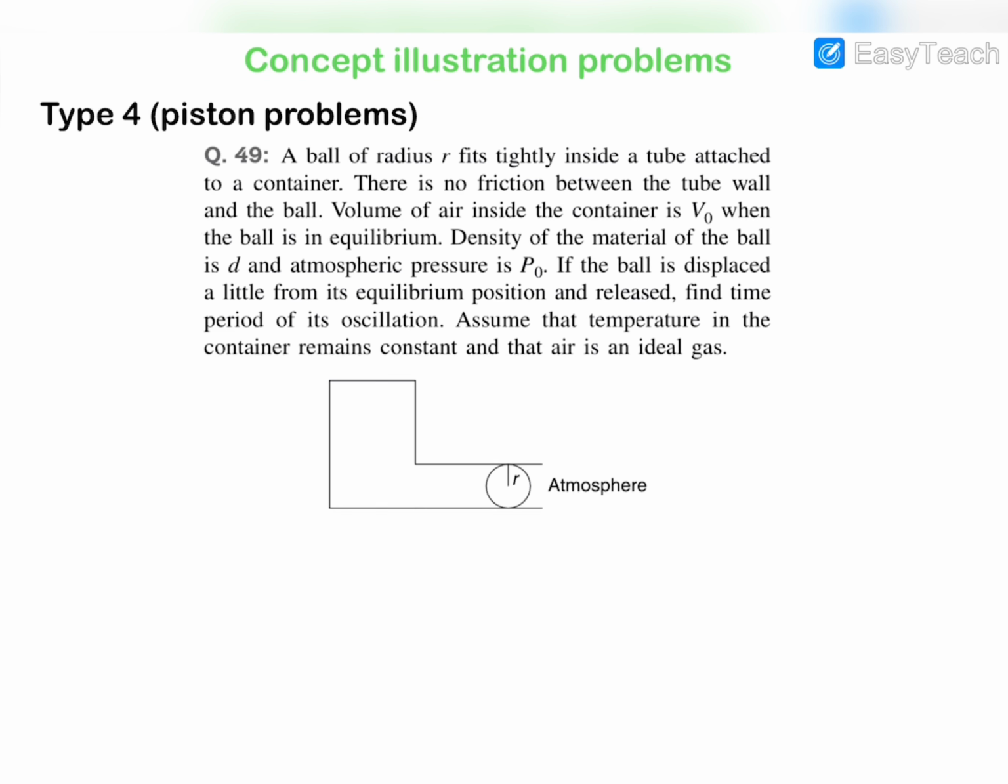Now you can first of all see that this process is an isothermal process because temperature remains constant. So PV is equal to constant.